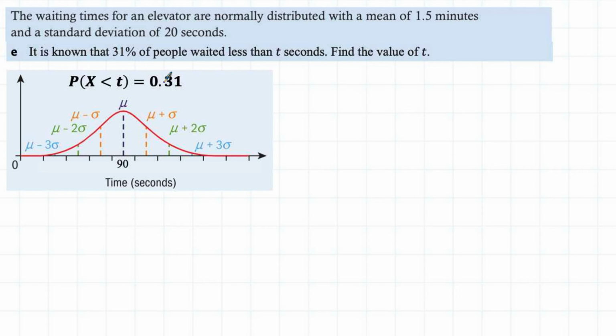It helps to sketch it somewhere here. So you know 0.31 is less than 50%. So you know that t is going to be somewhere below 90 here. So I'm just going to assume it's on a random place here, and I'm going to shade below.